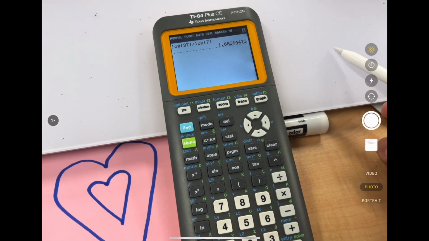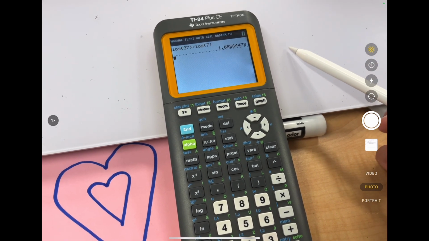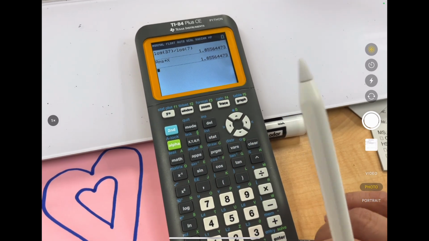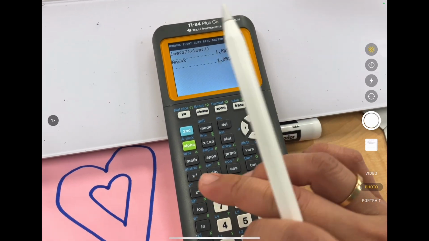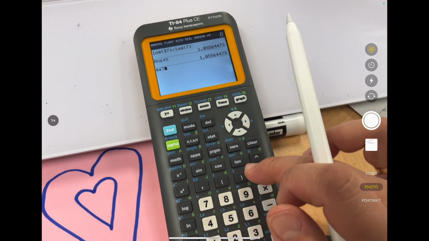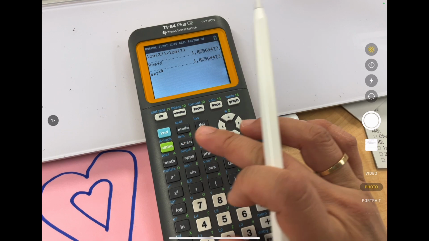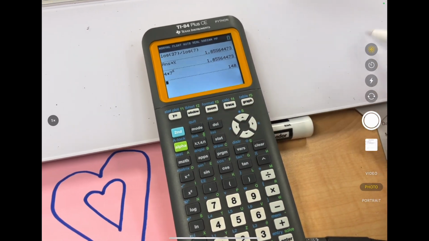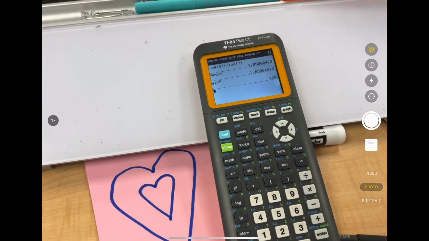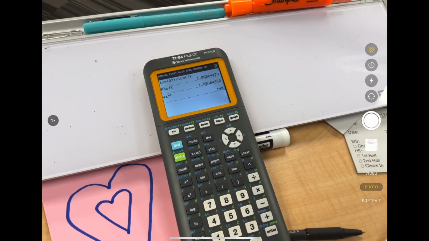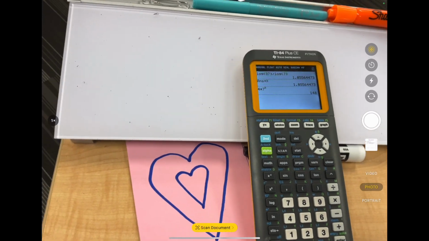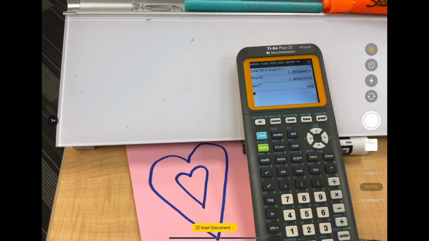So I have 1.85564473. Okay, let's store it in x. So we're going to do 4 times 7 raised to x, which I stored. I still get 148. What'd you get? Oh yeah, now it's 148. Okay, so something was off in terms of your calculator. Maybe it was in degrees instead of radians. It might be something small like that. So just reset if it seems kind of off, okay?